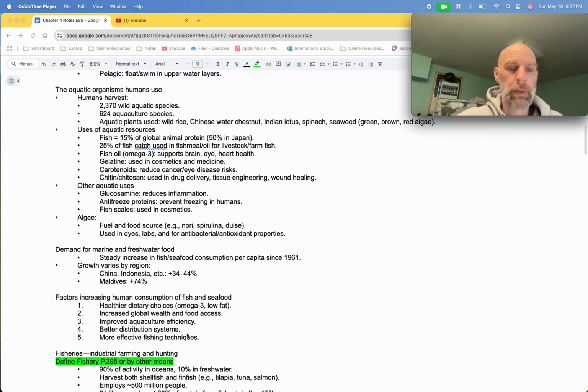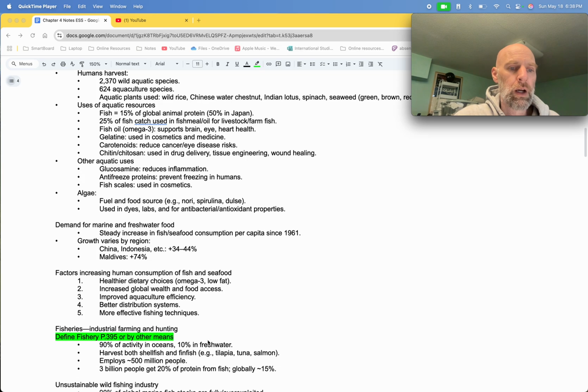All right, better distribution systems. Try refrigeration, try ice, try just keeping things frozen cold. I've had sushi in Iowa before, and no, it wasn't from the Mississippi River. Let's see, more effective fishing techniques. Just flat out, we've gotten better at finding and catching fish.